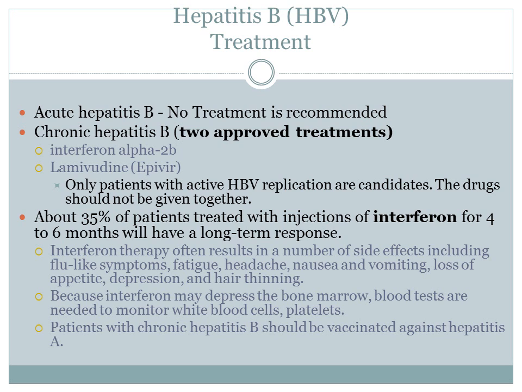It should be noted that about 35% of patients treated with injections of interferon for 4 to 6 months will have a long-term response. Remember, there are a lot of side effects, and many of them actually resemble hepatitis itself. Also, we have to address bone marrow issues by monitoring white blood cells and platelets. And naturally, any patients with chronic hepatitis B should be immunized against hepatitis A. Treatment usually continues for about 12 months after the seroconversion of the hepatitis B surface antigen.